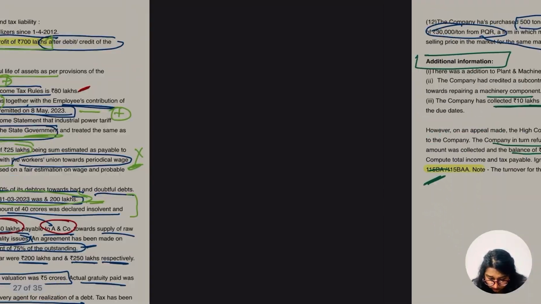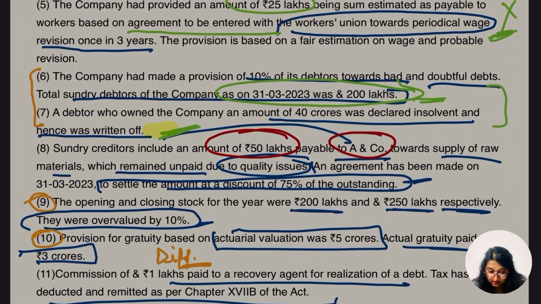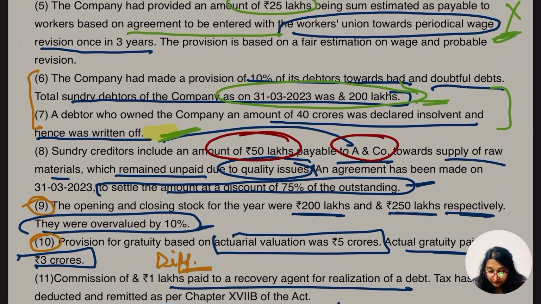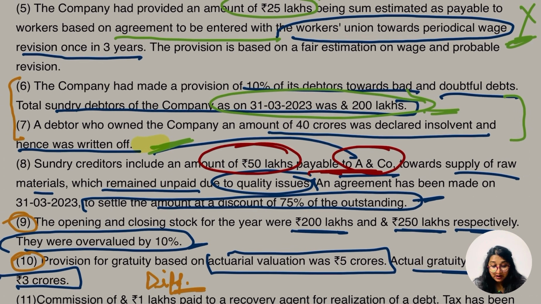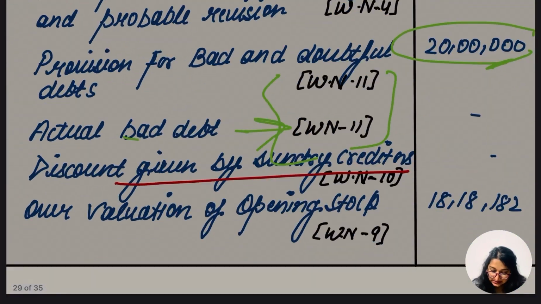In the question they have mentioned the sundry creditors include 50 lakh payable to ANC, towards the supplier of raw material, which remained unpaid due to a quality issue. An agreement was made on 31st March 2023 to settle the amount at 75% of the outstanding. This was the discount. As this occurred earlier, and they have already made the adjustment, why would we take this point? So yes, we are not going to take the sundry creditor point.